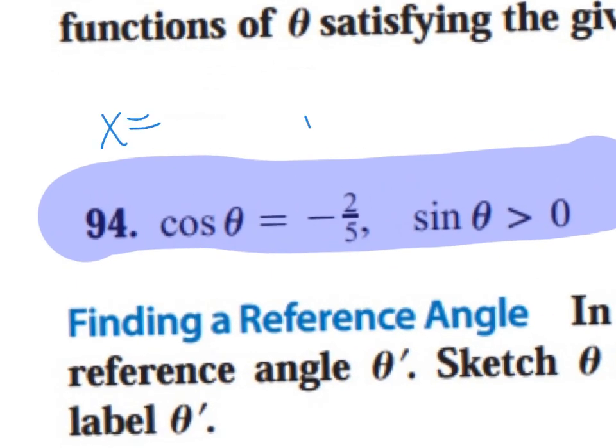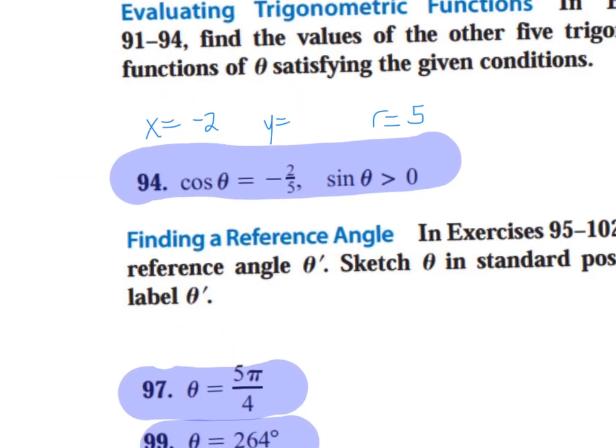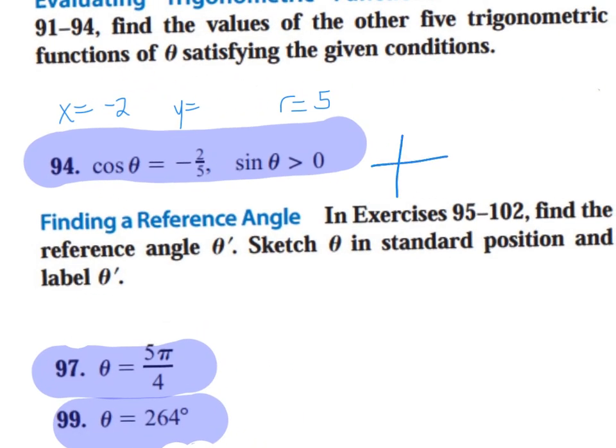They're giving me x, and they're giving me what? Y and r. No, they're not giving me y. They're giving me x, which is negative 2. How do I know the x is negative 2? Because r is going through the Pythagorean. R is always going to be positive. But now I need to figure out what the sign, S-I-G-N, is of y.